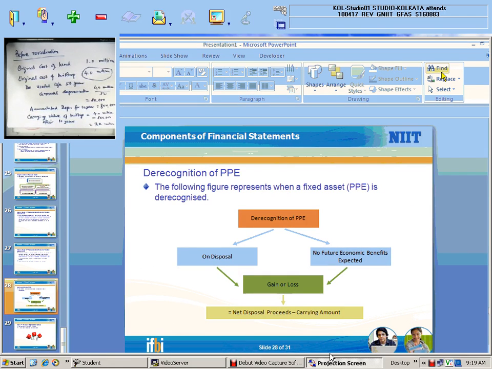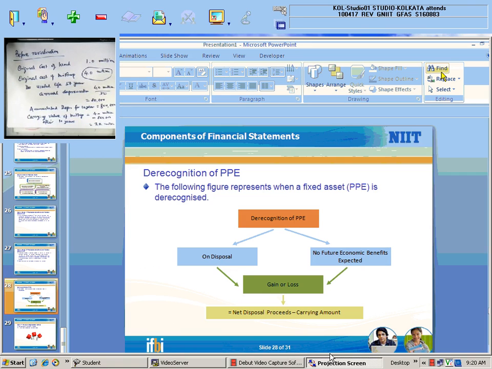Then next thing we talk about derecognition of PPE. A property, plant and equipment when it is derecognized, that means it will be removed from the financial statements. So when the fixed assets get derecognized, one is on disposal, that means the fixed asset is sold. It can result in gain or loss. When you are selling a fixed asset, you can have a gain because you can sell it for a higher amount than the carrying amount in the financial statement. If you are selling it for a lower amount than the carrying amount of that PPE in your financial statement, then it is a loss.